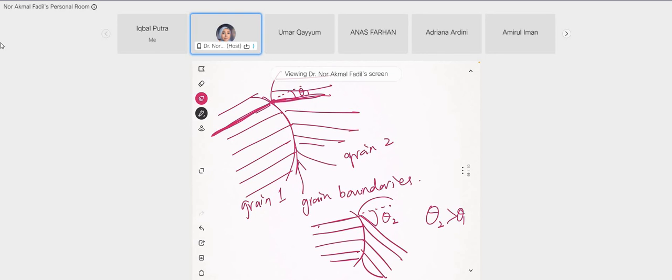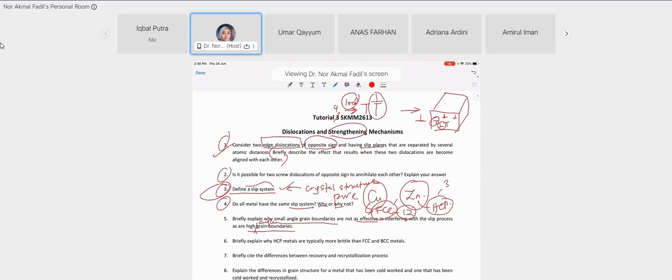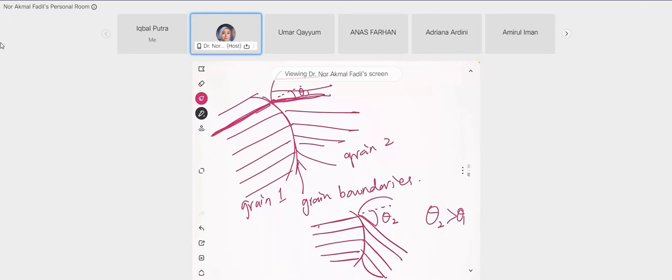cross the grain boundary, to cross the obstacle. So the grain boundary is the obstacle to the slip or dislocation motion. Explain why small angle boundaries are not as effective. Not effective meaning that you need to give some difficulties to the dislocation motion. Then you can have an effective barrier, so you can increase the strength.